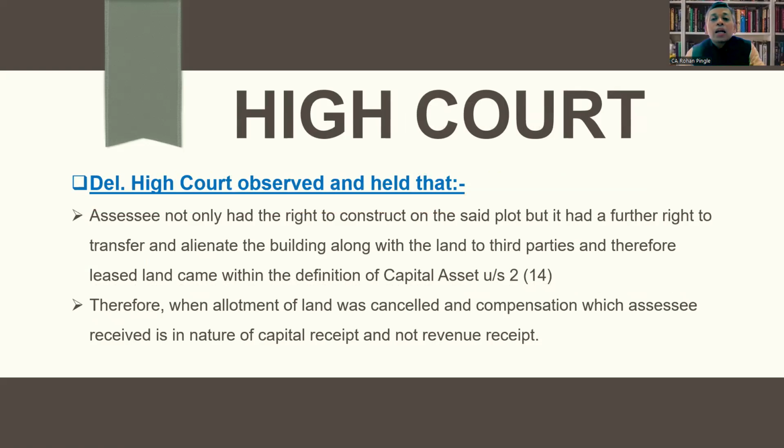The assessee not only had the right to construct on the said plot, but it had a further right to transfer and alienate the building along with the land to third parties. Therefore, the leased land came within the definition of capital asset under section 2, subsection 40. And therefore, when the allotment of land was cancelled, the compensation which the assessee received is in the nature of capital receipt and not revenue receipt.